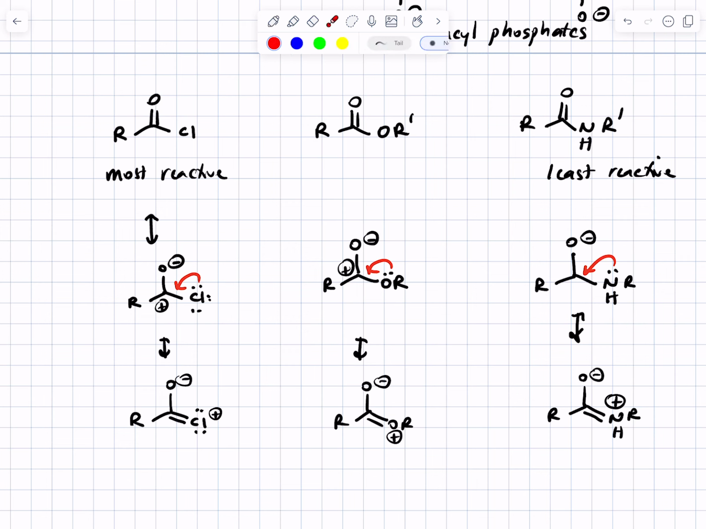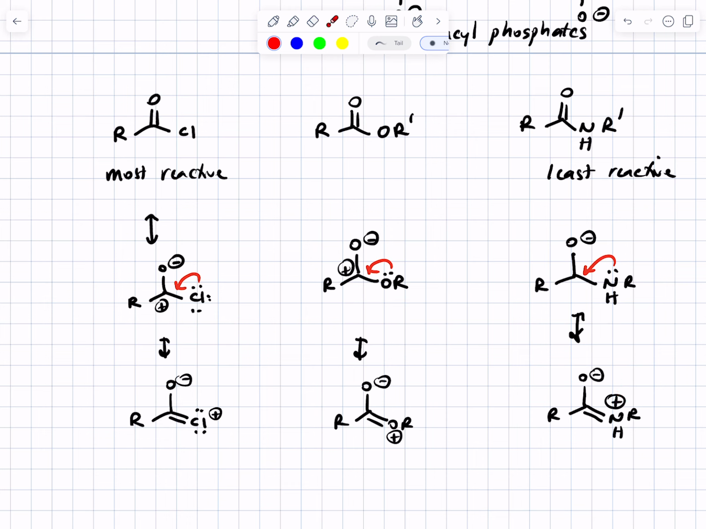Okay, let's talk about why that might be. Why is this a better resonance structure than this one? Any thoughts? Go ahead. Electronegativity. Okay, electronegativity. So in what way? Can you expand on that? Nitrogen's less electronegative than chloro. I think that's true. I don't remember exactly what the numbers are, but we can look them up. So that means that nitrogen should be more or less willing to share than chloro?